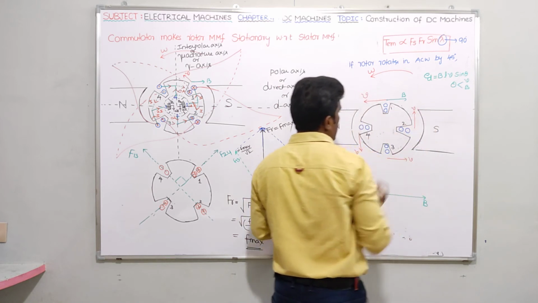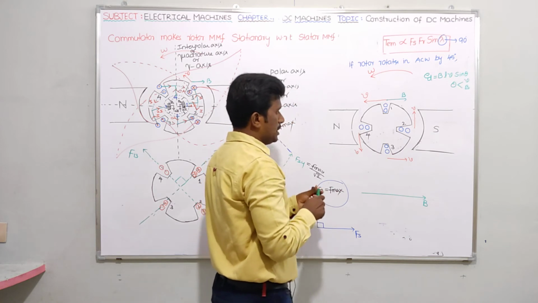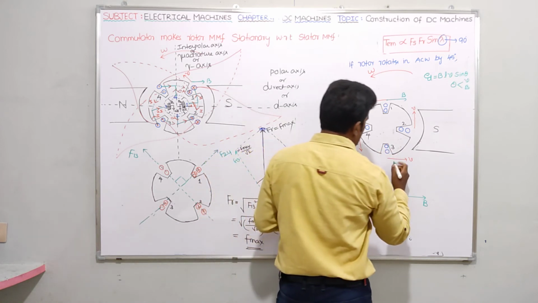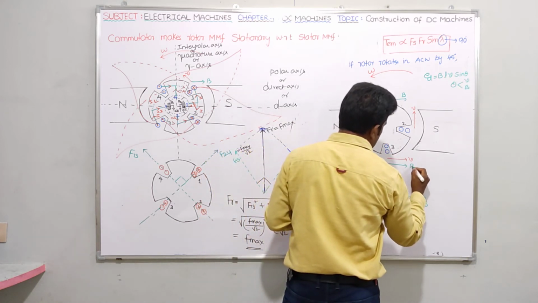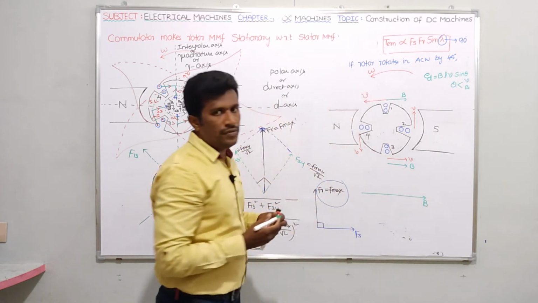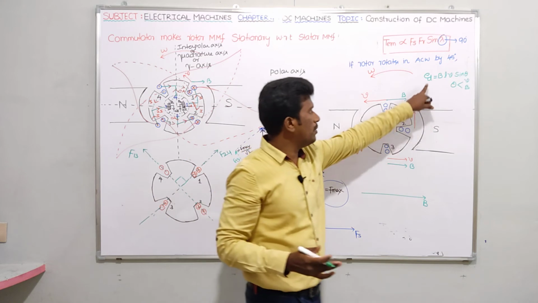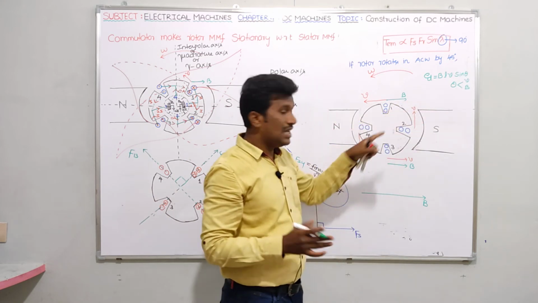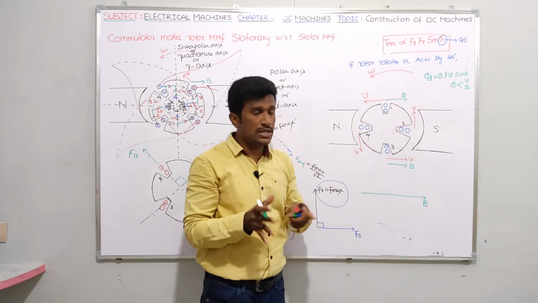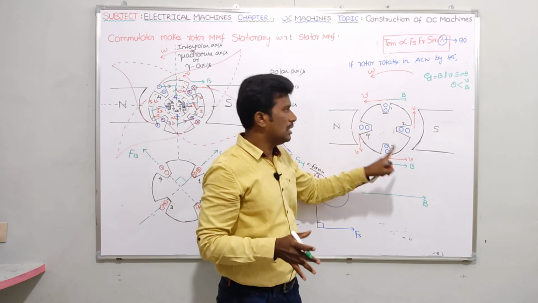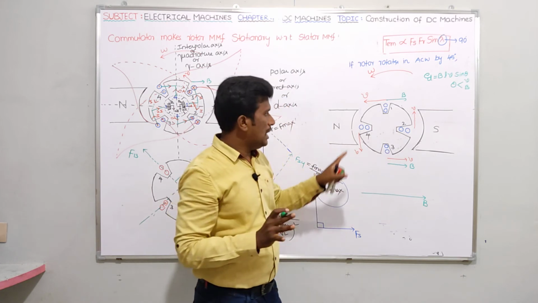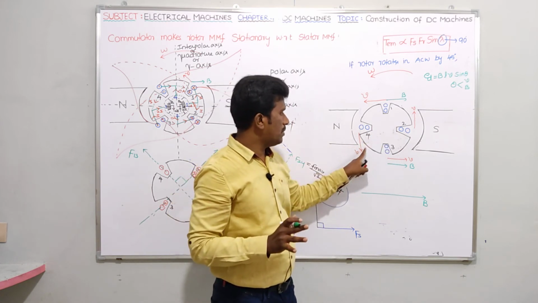Okay, guys. Now let me check slot number 3. The direction of flux density is in this manner. What is the angle between V and B? 0 degrees. They are parallel. So obviously, what about the e value? 0. Therefore, there is no EMF in slot number 1 and slot number 3. Leave it. Let me focus on slot number 2 and slot number 4.